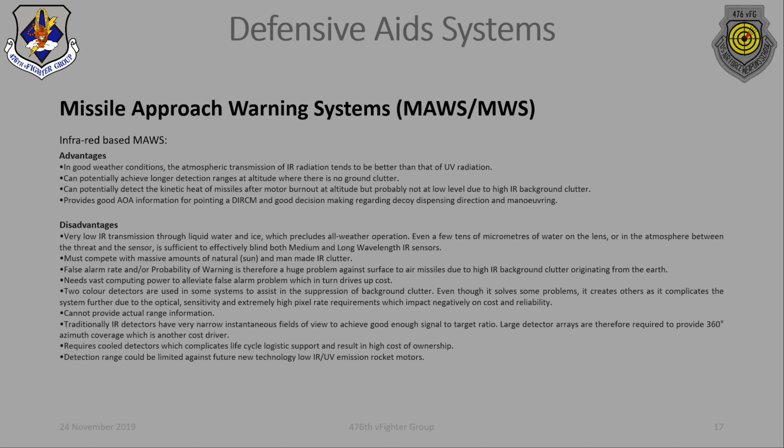It also has the potential ability to detect a missile after its motor burns out. So if you've got a high-speed missile traveling at supersonic speeds, the skin heating, thermal friction from the air, will heat the missile skin to a level where an IR system could potentially detect the object coming in. However, that requires some clever programming to allow it to detect that without a lot of false positives. And it provides very good angle of attack information for pointing and DIRCM systems, and also it's very good actually at making decisions for automated countermeasures dispensing systems. Again, something we don't really have in DCS.